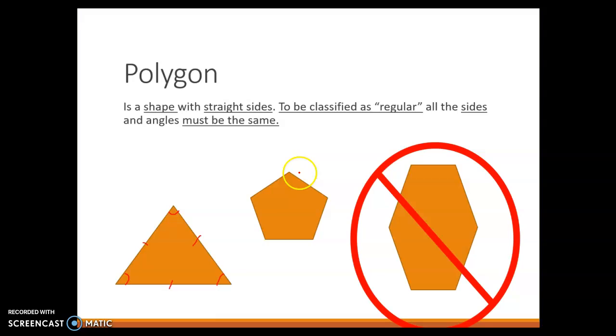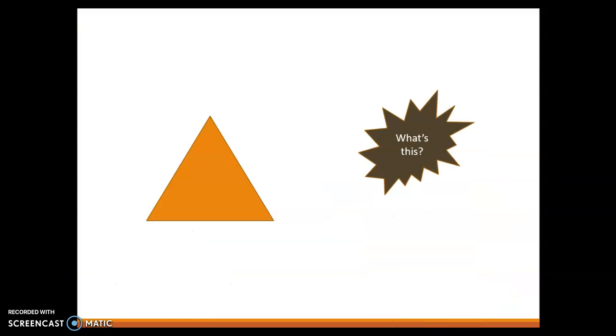We also have a regular pentagon. All of the sides and angles inside are the same. So this angle is the same as this angle, is the same as this angle. These interior angles are all the same. Over here we have a six-sided hexagon, and it is a polygon. The sides are straight, but it's not regular because the sides and angles are not all the same.